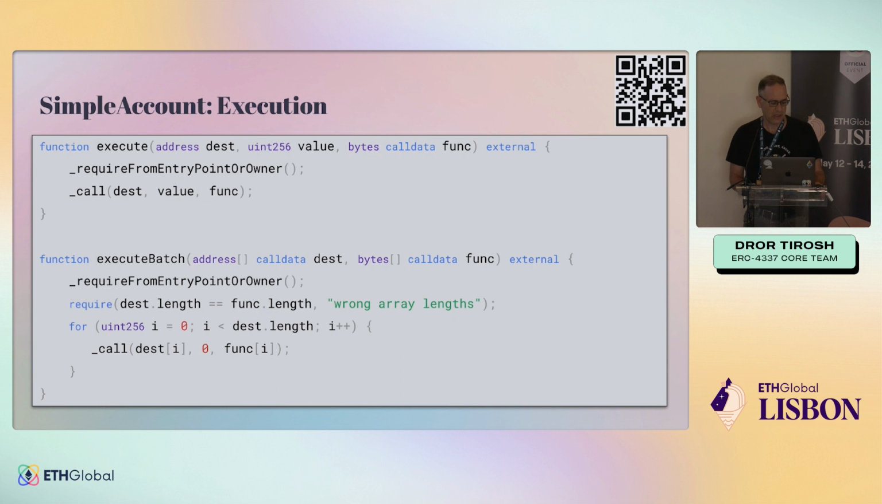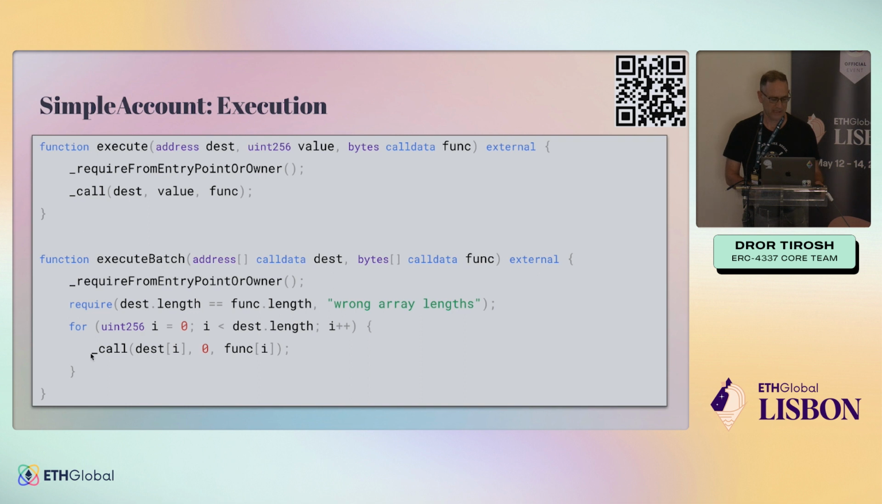The execution, this is again the execution of a simple account. Again, it can only be called from an entry point. Obviously, you want to make sure that execution is done only if you validated it. And the entry point assures the account that only after calling validation will it call execution. This way the account, this is the only check it needs, that the sender is the entry point.